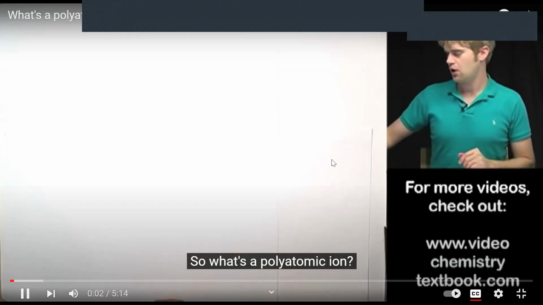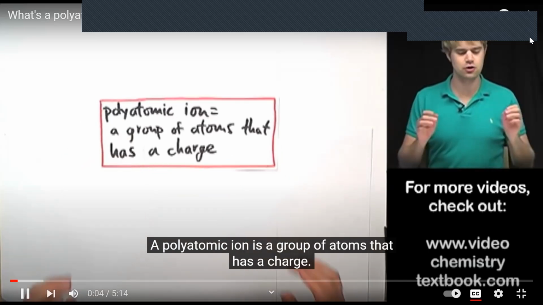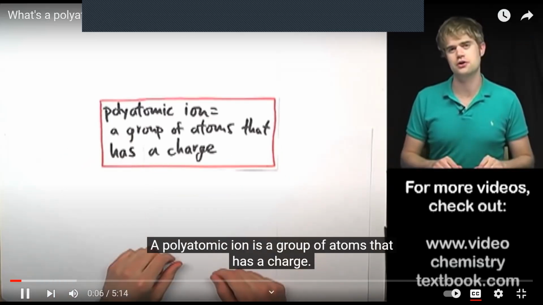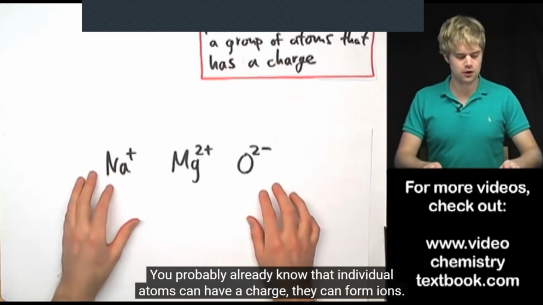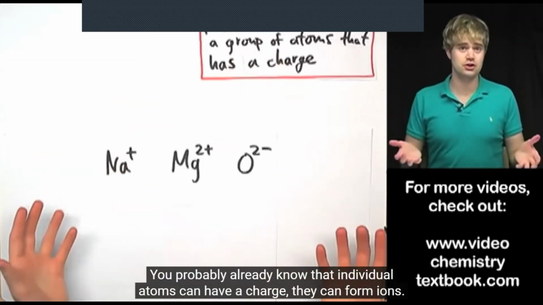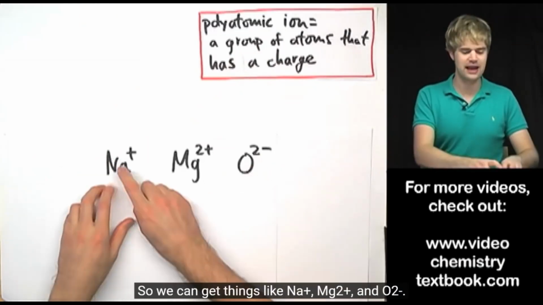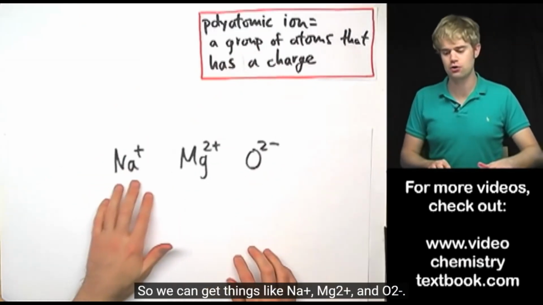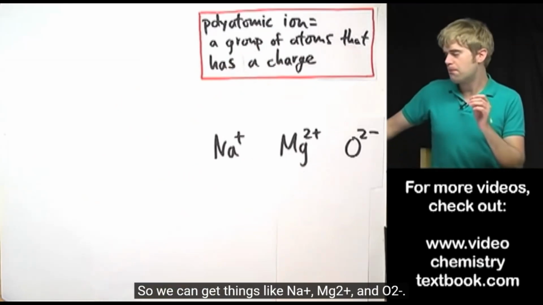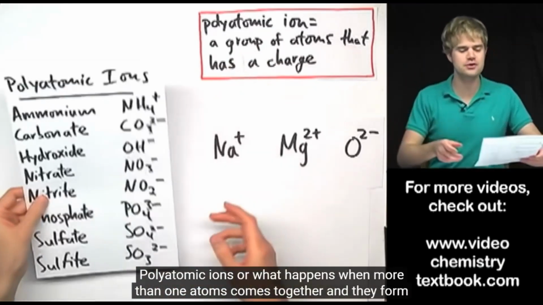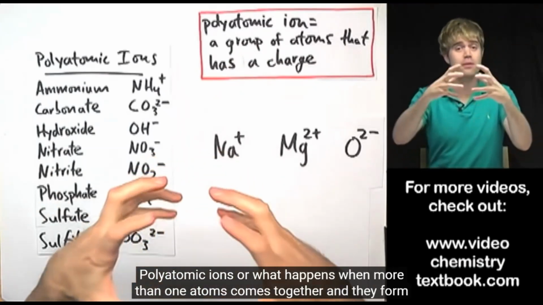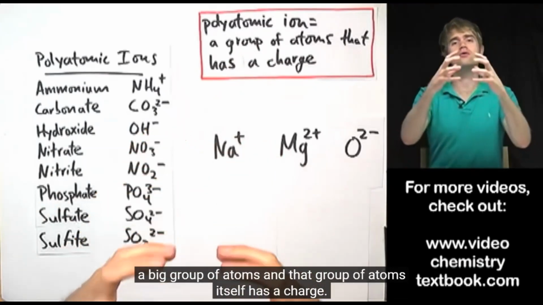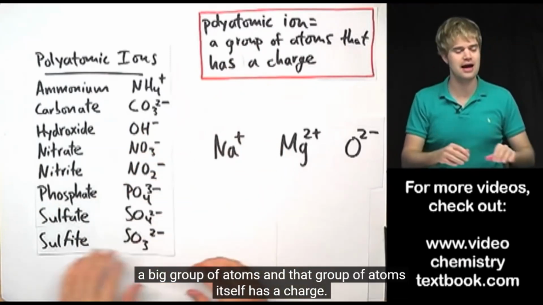So what's a polyatomic ion? Well, a polyatomic ion is a group of atoms that has a charge. Here's what I mean. You probably already know that individual atoms can have a charge. They can form ions, so we can get things like Na+, Mg2+, and O2-. Polyatomic ions are what happens when more than one atom comes together and forms a big group of atoms, and then that group of atoms itself has a charge.